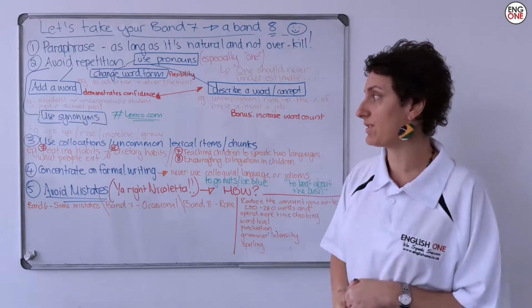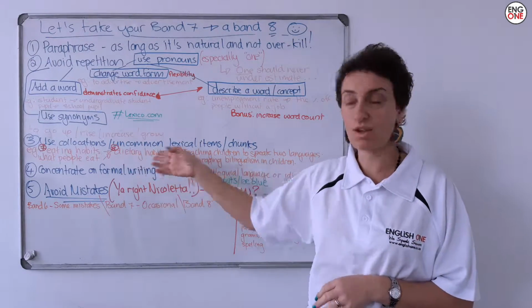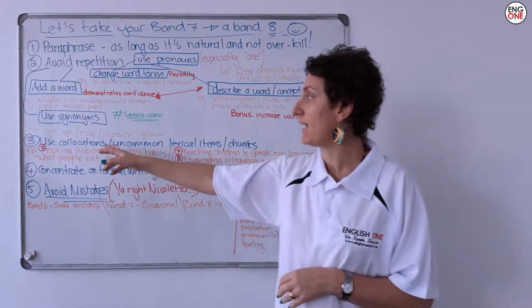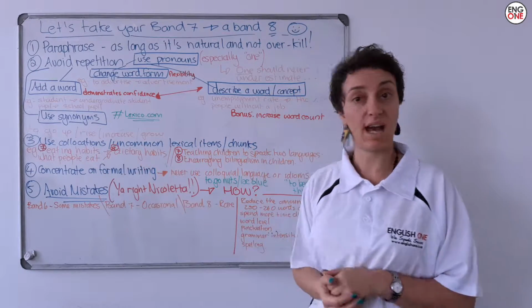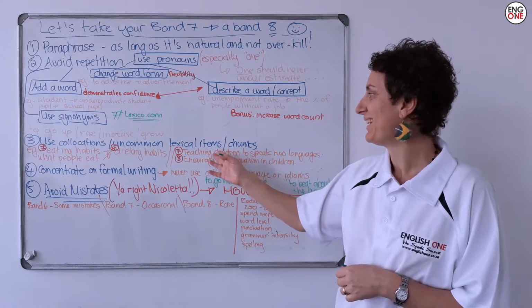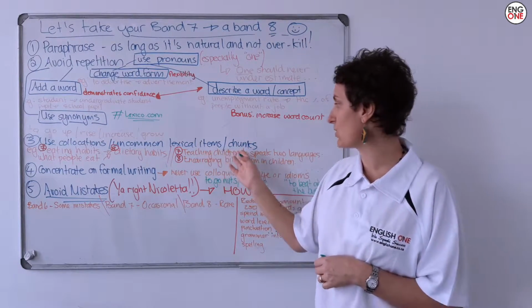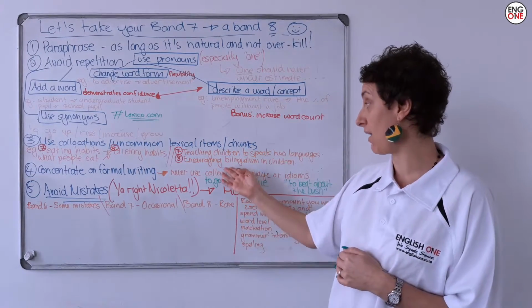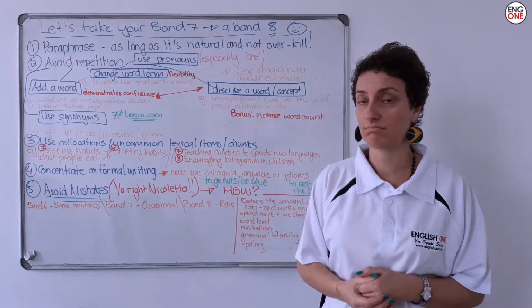The third thing you want to do is use collocations or uncommon lexical items or chunks. And here are some examples. Eating habits, dietary habits, or what people eat. Here we have teaching children to speak 2 languages. You can take it to a band 8 by saying encouraging bilingualism in children.